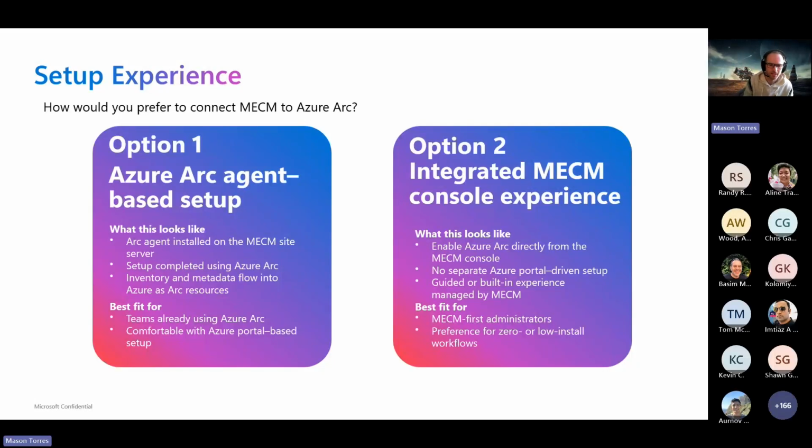So one of the questions in that survey is, from a setup perspective, how would you like that to be? Option one is your typical: I install the Arc agent onto my site server. It becomes an Arc-enabled machine. I pass in a flag that says, hey, this is a site server, please collect all the inventory and metadata and then surface that into Azure. And the other option is a more native built-in experience in the MECM console itself, the config manager console. So instead of going through the Azure portal and configuring your Arc connected machine, you can do it directly in the configuration management console instead.